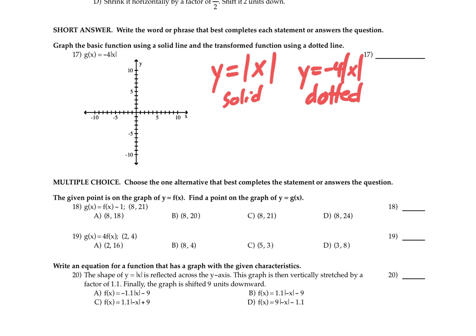And it probably wouldn't be a bad idea to just describe the change that took place. What did the -4 do to the graph? Just so your graph matches up with your description.